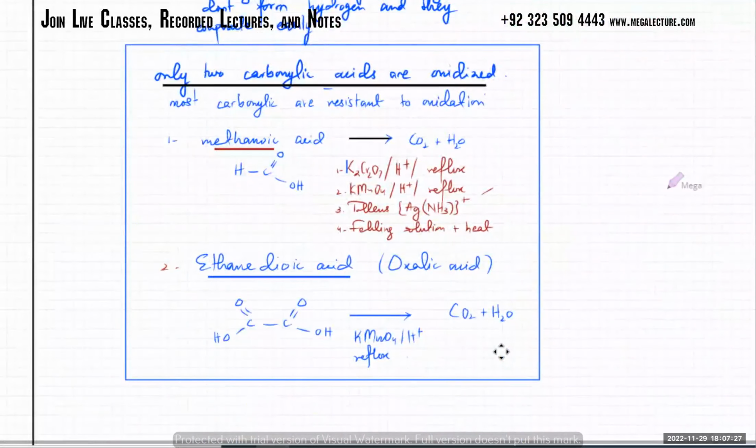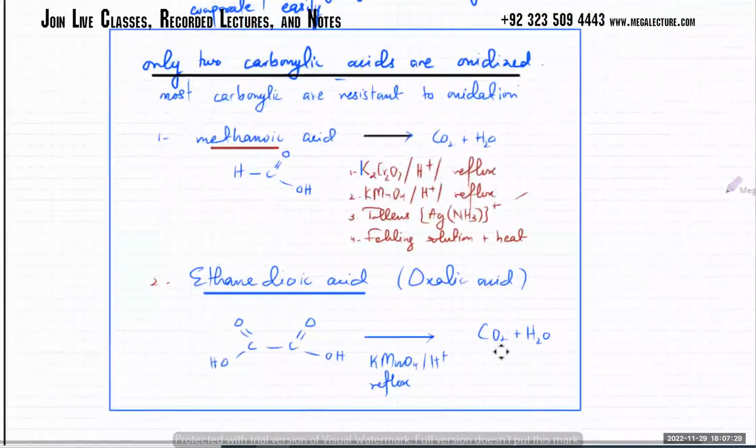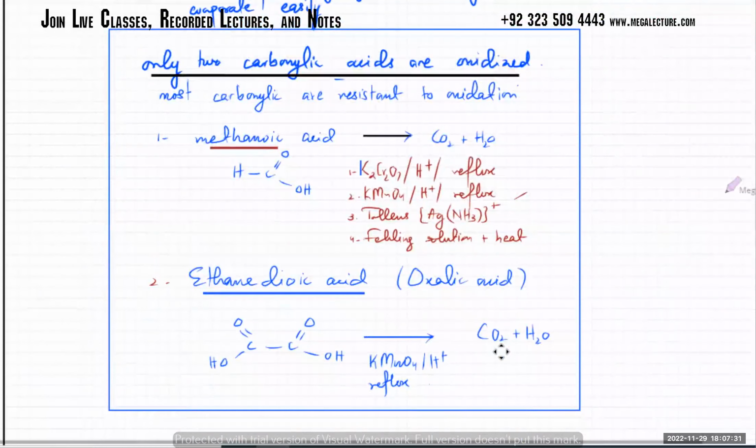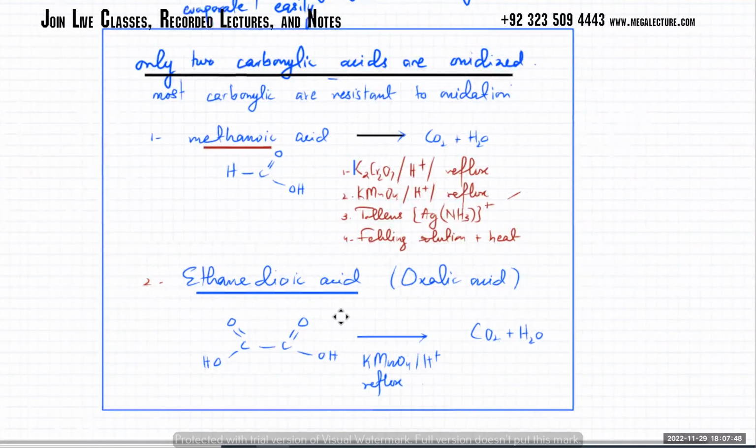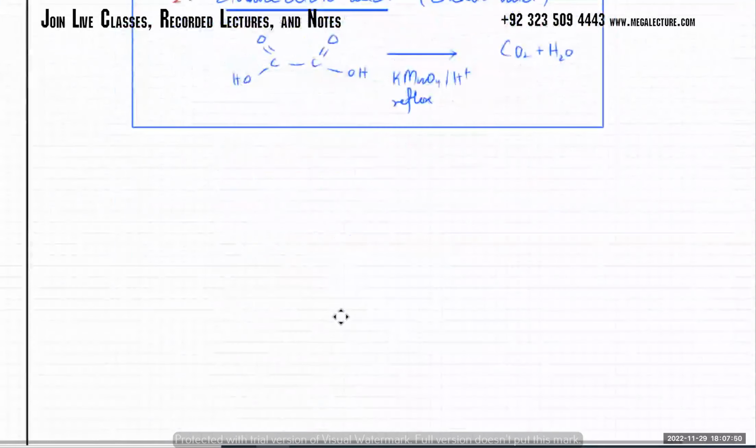अच्छा, फिर ये था कि this was new कि you have to remember that only two of the carboxylic acids they actually get oxidized, ठीक है, only two of them. One of them is methanoic acid and the other one is ethanedioic acid, oxalic acid. तो ये A2 का था, and they're the ones that get oxidized. What we can do is we can do a couple of questions about this.